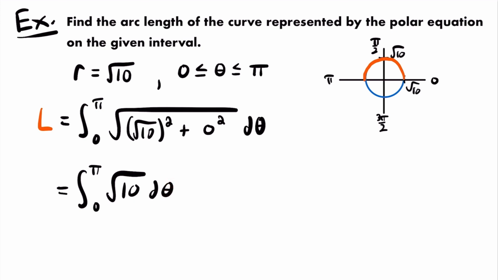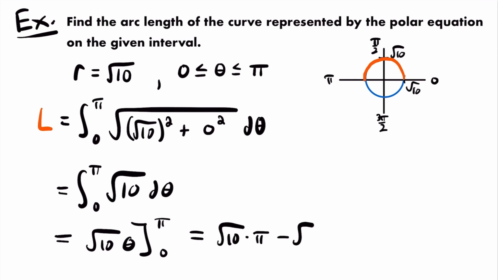So if we integrate, this will be equal to the square root of 10 times theta evaluated from 0 to pi. If we evaluate the square root of 10 times theta at pi and subtract the evaluation at 0, we'll have the square root of 10 times pi minus the square root of 10 times 0. The square root of 10 times 0 is 0, so we're just subtracting 0. We really didn't even need to write that. What we'll be left with is the square root of 10 times pi minus 0, which gives us a final answer of the square root of 10 times pi.